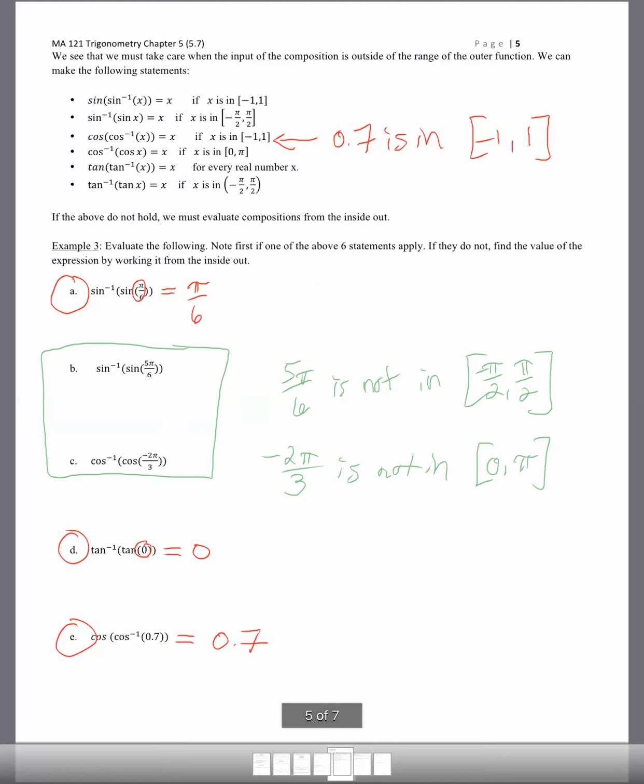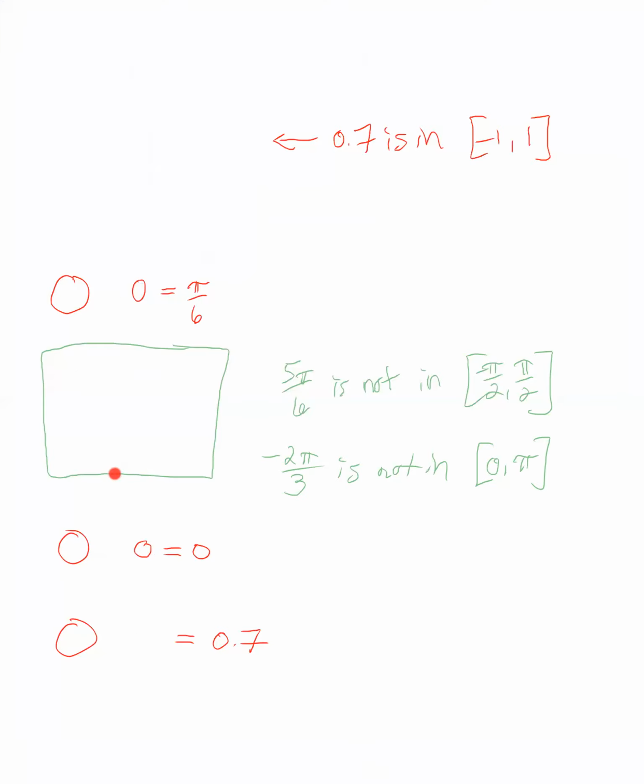So because of that, we have to establish a different way to evaluate these, because that angle, in this case 5 pi over 6, is not in the range of sine inverse, and this angle negative 2 pi over 3 is not in the range of cosine inverse. So let's talk about that now. And I'm going to go to the whiteboard because that makes it a little bit easier to work through these problems. All right, let's do this. First of all, let's evaluate the sine inverse of the sine of 5 pi over 6.